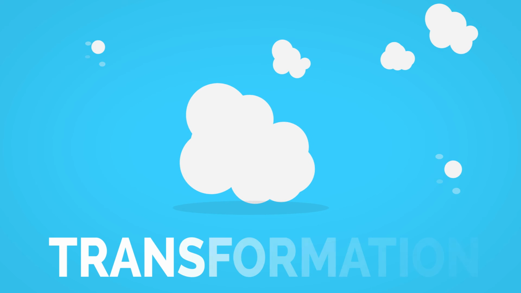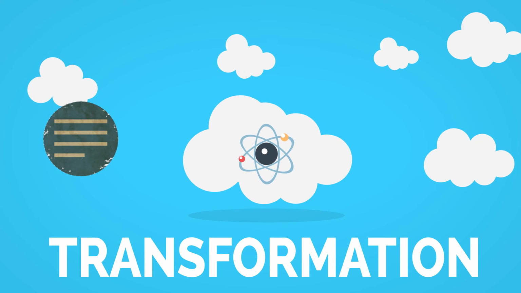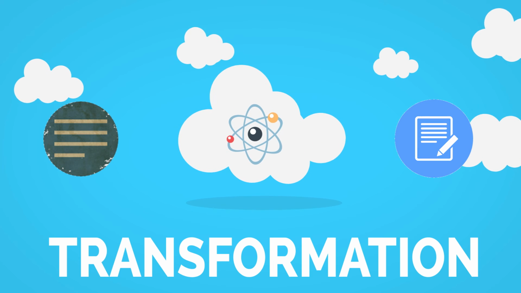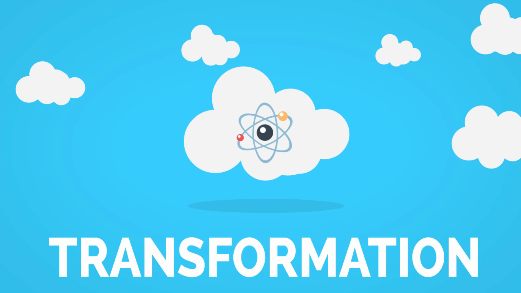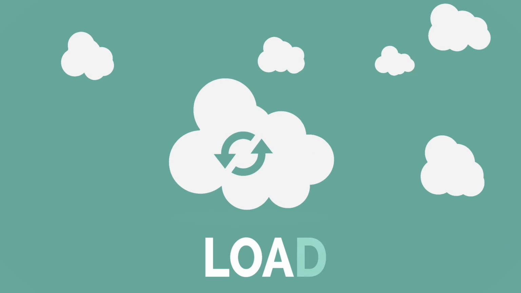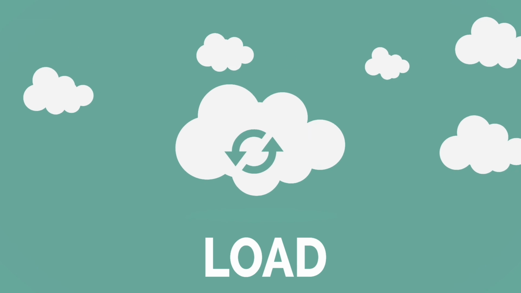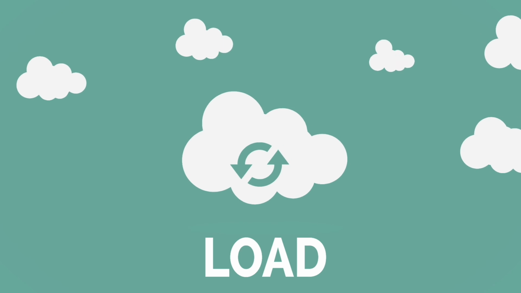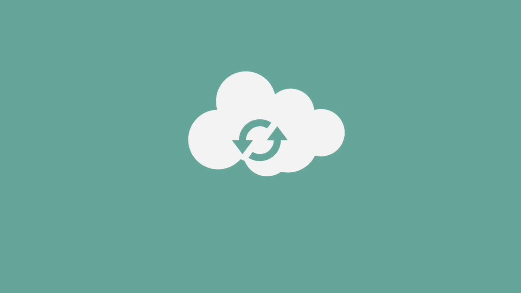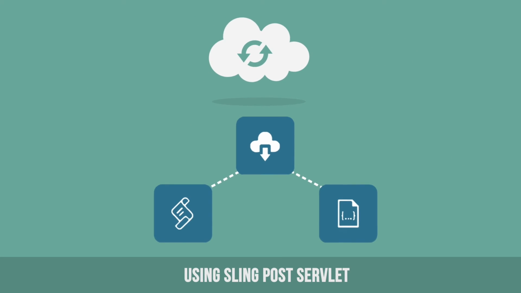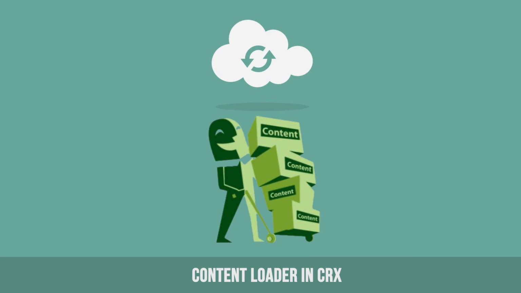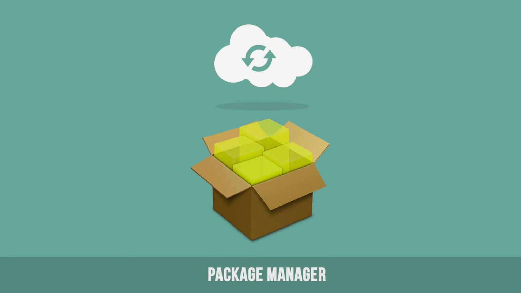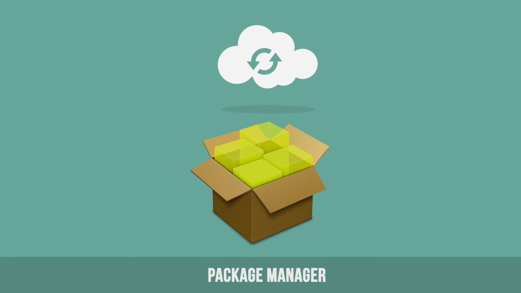Then, content transformation is the step where the source content is transformed into the desired content structure to meet the new system's requirement. And finally, the load phase refers to the process of loading content on the target AEM system using any of these 3 methods. First, by using Sling Post Servlet, or by using Content Loader in CRX, or maybe using the option of Package Manager.